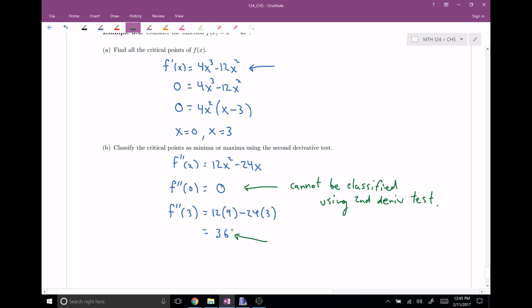However, this one, we see the second derivative at this critical point is positive. And because the second derivative is positive, we know that this is going to be a minimum. So x equals 3 is a minimum of f of x. Okay, so there we are. That's how we can use the second derivative test to classify minima or maxima. All right, that is the end of chapter 5. I'll see you guys in class.